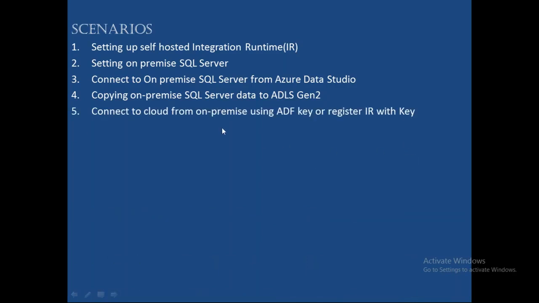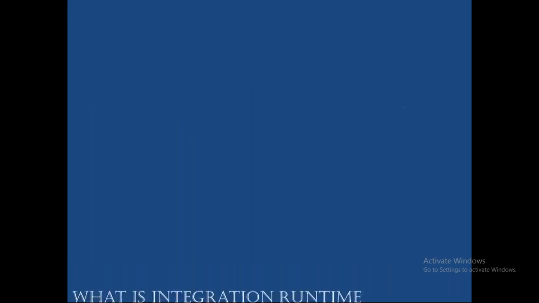Finally, we need to connect to the cloud from on-premise using the ADF key. That is also known as registering IR with key. Multiple people are creating ADF, so anybody could access this self-hosted integration runtime. When you create Azure Data Factory, you will get a key. With this key, you need to register your integration runtime. Only then can you connect to the cloud services from on-premise. We will see in detail with the practicals.